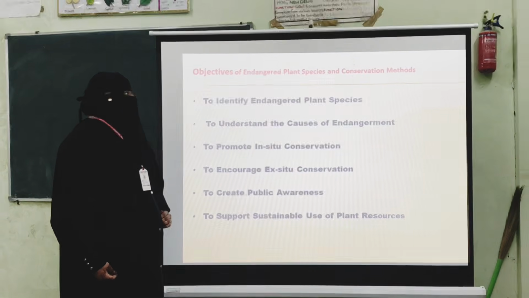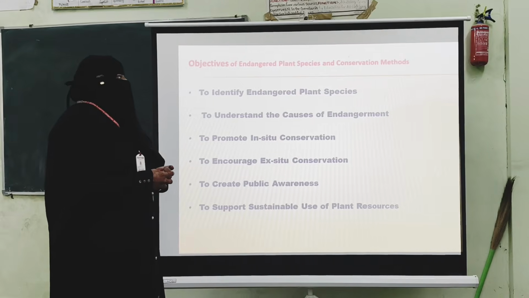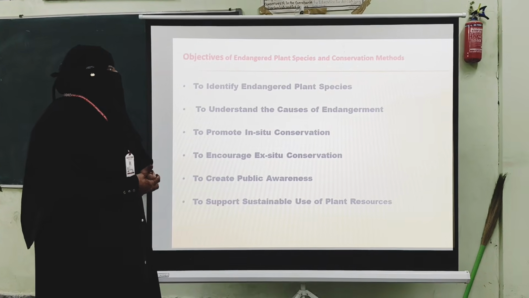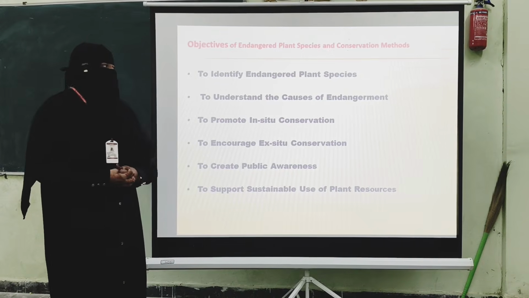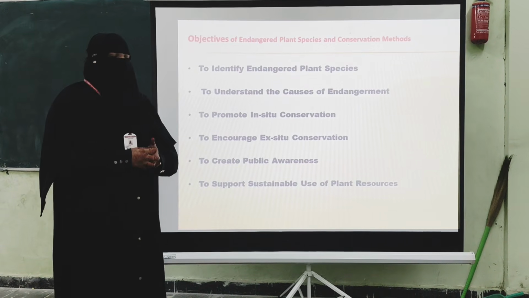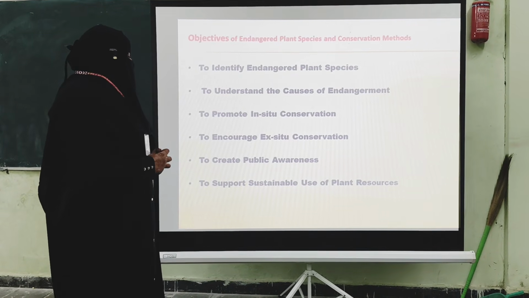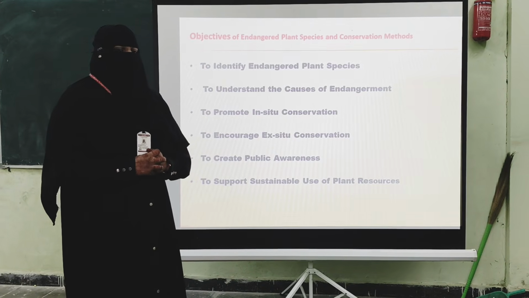Now it's time for the objectives of endangered plant species and conservation methods: to identify the endangered plant species, to promote the in-situ conservation, to encourage the ex-situ conservation, to understand the causes of endangerment, to create public awareness, to support the sustainable use of plant resources.